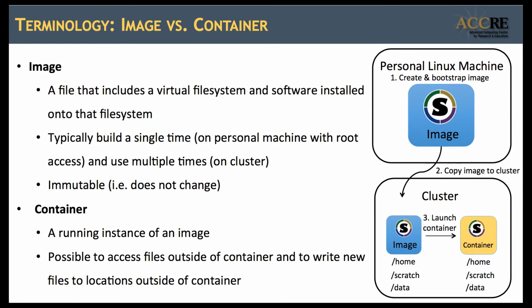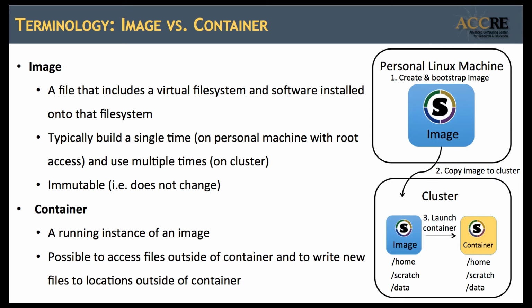So before getting into this, let me briefly touch on a little bit of terminology, which can be confusing. I thought I had this completely figured out, and then I read through the most recent version of Singularity's docs, and now they're being inconsistent with their usage of these two terms. But this is certainly consistent with the Docker terminology. So an image is just a file that includes a virtual file system and software installed onto that file system. Your image is generally what you're passing around and using to launch a container.